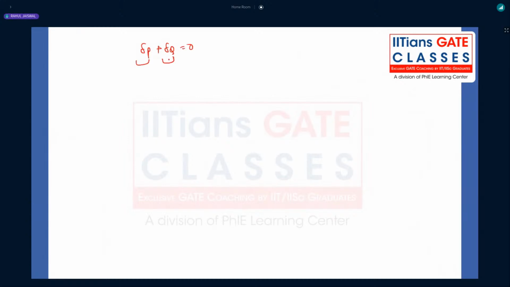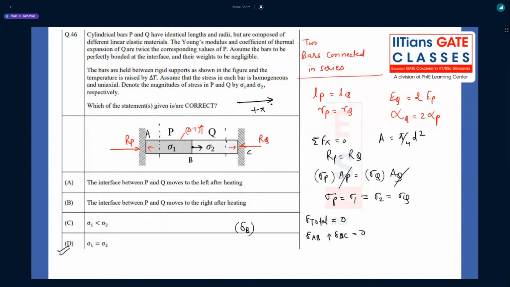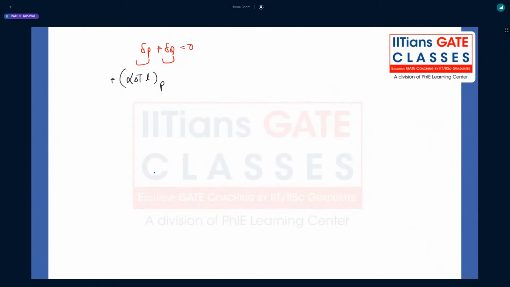Now total deformation will be there because of what? Because of mechanical deformation and because of thermal deformation, right? Total deformation will consist of two things. So when you try to increase the temperature, then what will happen? Alpha into delta T into L of P will be there. That is positive, that will increase, right? When it tries to increase its length because of the thermal deformation, then the second bar, the bar Q, will offer some kind of resistive force. It will say that you just go back, right? So because of that, resistive force will be developed, right?